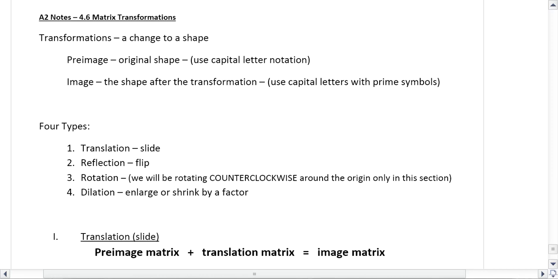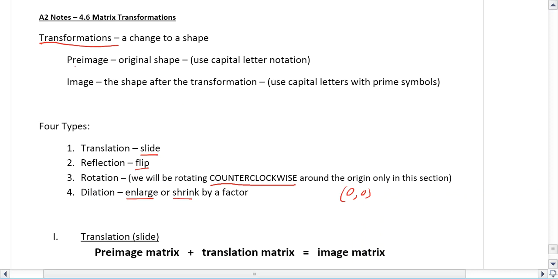So, starting with a few terms. The word transformation simply means change. In this context, we're going to be taking shapes and changing them. Perhaps the change could be a sliding up and down, or left and right, or both. Flipping, like a mirror image, flipping it over the X or the Y. The change could be a rotation. In this section, we're going to limit ourselves to just a rotation counterclockwise around the origin. Remember, the origin is the ordered pair 0, 0, so that's going to be our rotation point. Or we will do a dilation, which is making a shape larger or shrinking it by a certain factor.